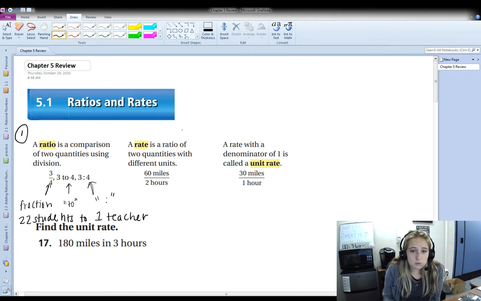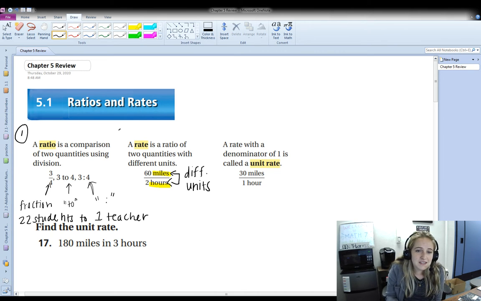A rate is a ratio of two quantities with different units. So this is the key thing to recognize, different units. So notice, you're going to write a rate when these units are not the same. So these are different units. Make sure that you note that. Rate is a ratio of two quantities with different units. So that's our second definition.